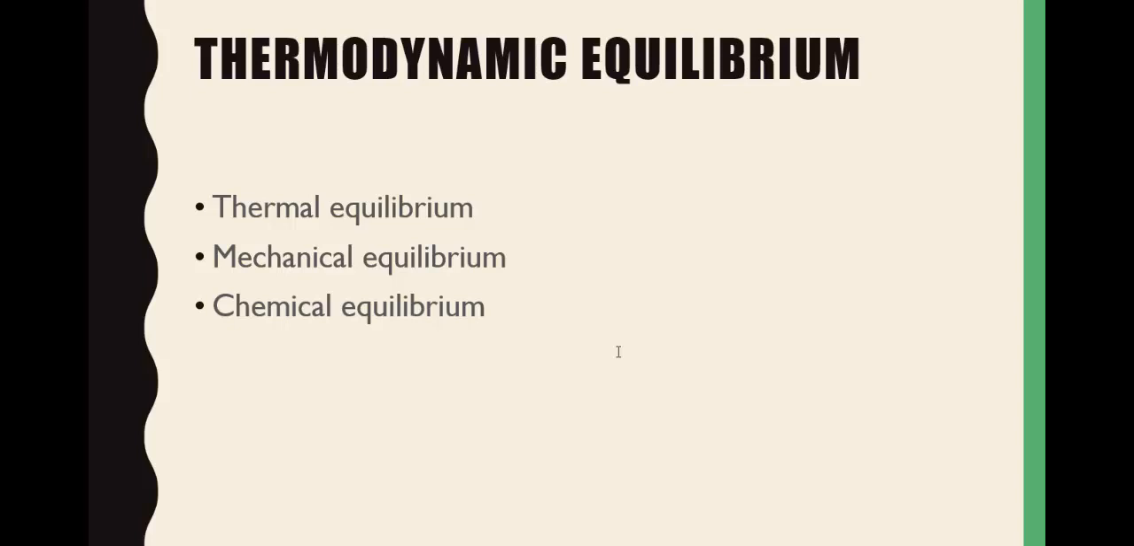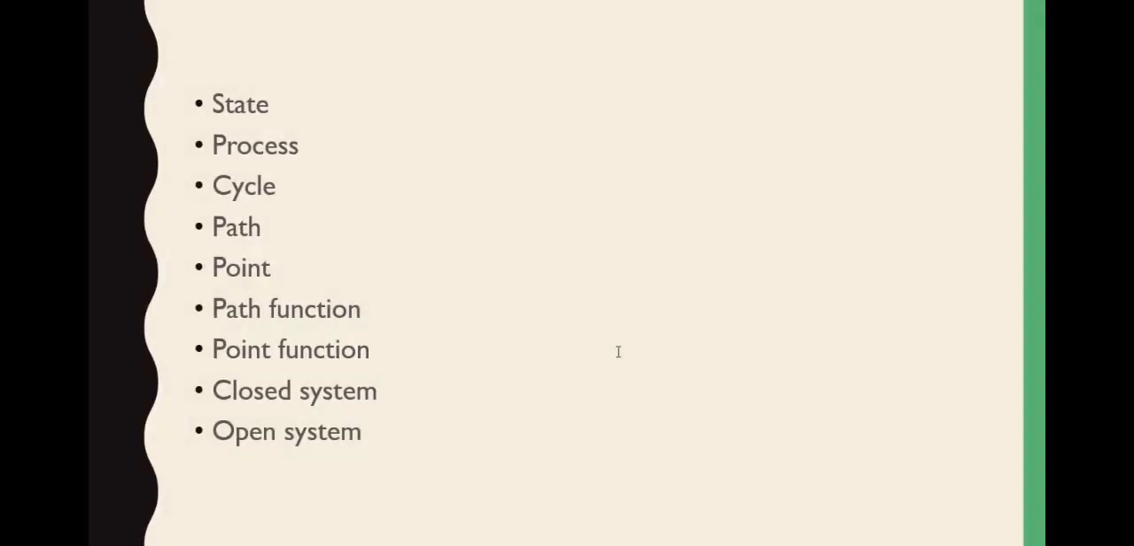Consider chemical equilibrium. If no chemical reactions take place in the system and the chemical composition is the same throughout the system, then the system is under chemical equilibrium. A system can be under thermodynamic equilibrium when at least two of these equilibriums are present in the system. Then in thermodynamics you may study all these definitions like state, what is a process, what is a cycle, what are paths, point function, when the system has to be considered a closed system, and when it has to be considered an open system.